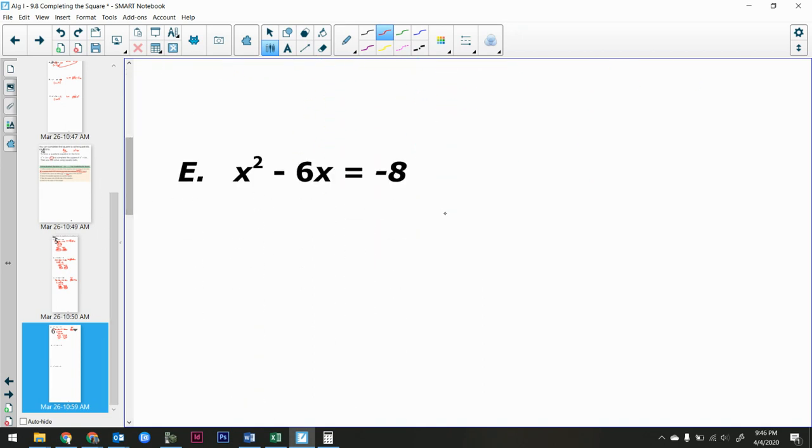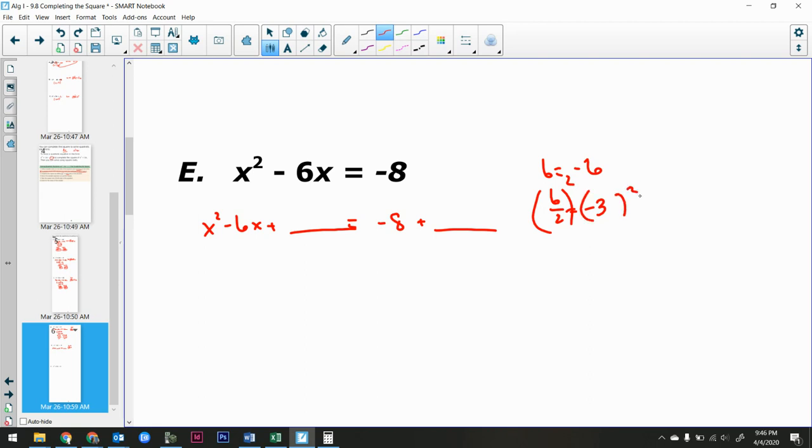Okay, take a look here. Again, step 1 is already done for us. I get x squared minus 6x plus something. B is negative 6, so b over 2 is negative 3. And when I square it, I get 9. So that gives me a 9 here and a 9 here. So that gives me x minus 3 squared is equal to 1.